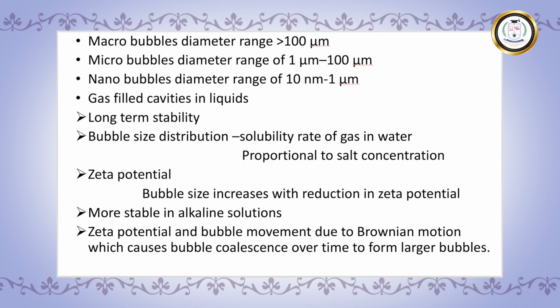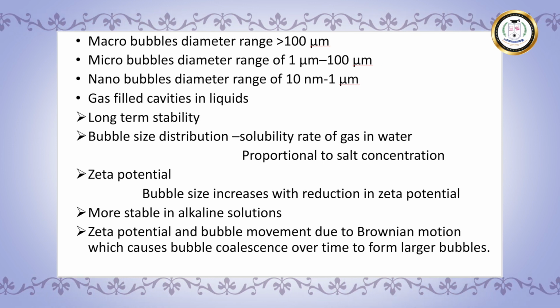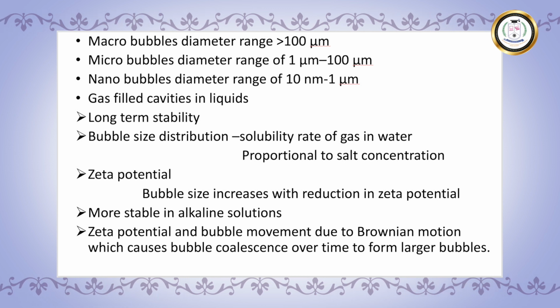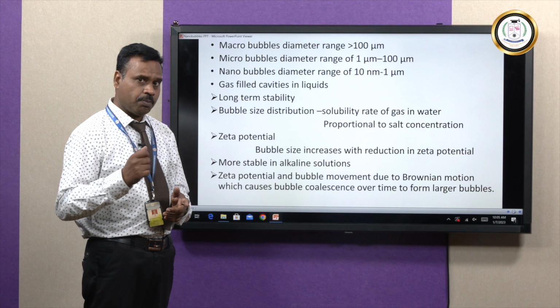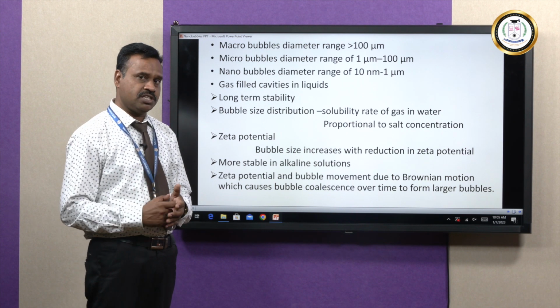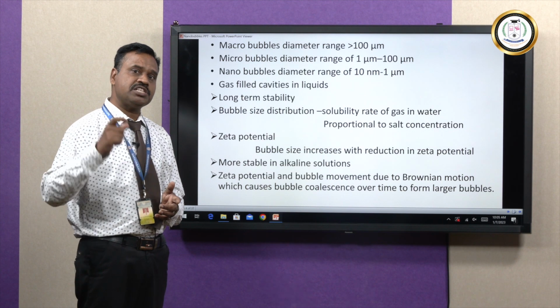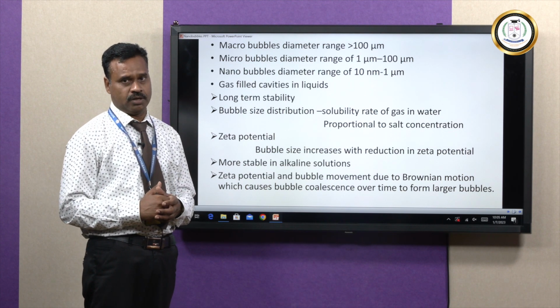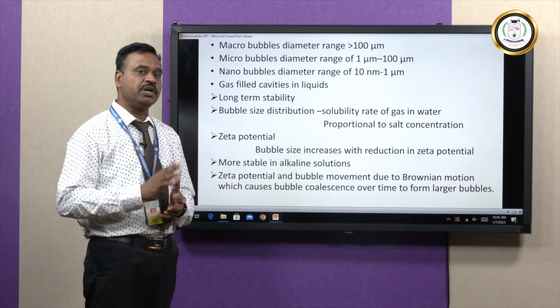It purely depends upon the solubility ratio of the gas in the water and is also proportional to the salt concentration. And there is one parameter called zeta potential. What is this zeta potential? This is the negatively charged potential which is used to measure the stability of the bubbles in the water. The lower the value of zeta potential, the higher will be the stability of the bubble.